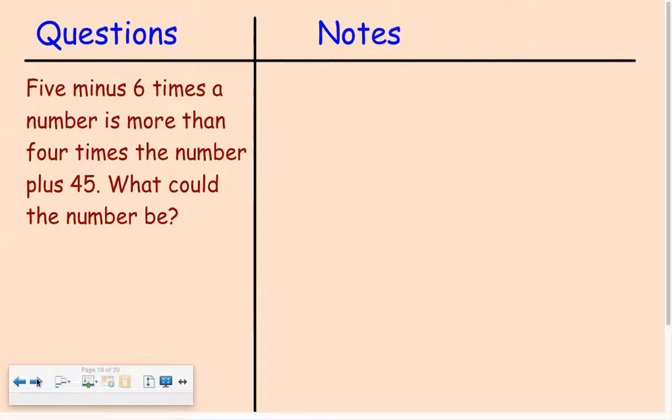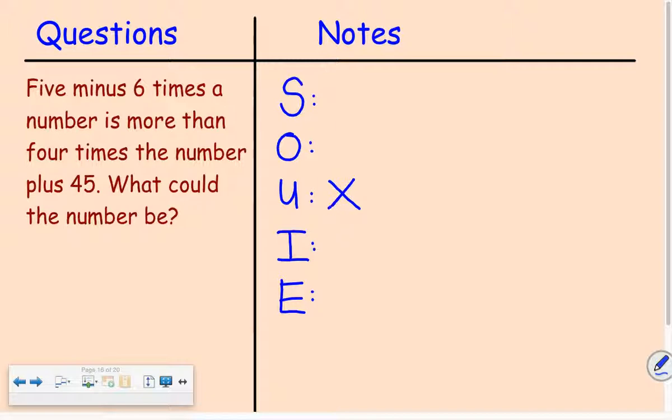5 minus 6 times a number is more than 4 times the number plus 45. What could the number be? So let's write out SUI again. So our unknown is always x again. Our inequality this time is more than. So in the last problem, more than meant addition. This time, it's going to mean greater than. So that can get a little tricky.